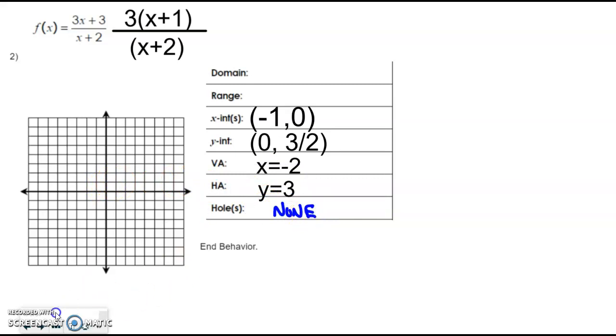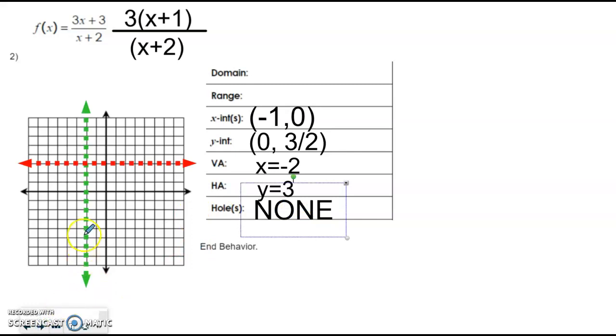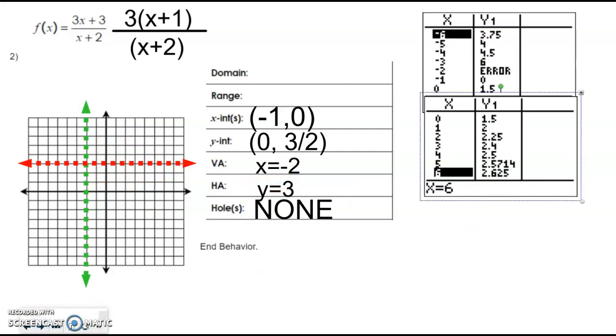Okay, there were no holes in this case. So I plotted the horizontal asymptote. I also plotted x equals -2, which is your vertical asymptote. Here's my table of values that I can look at to help plot it.